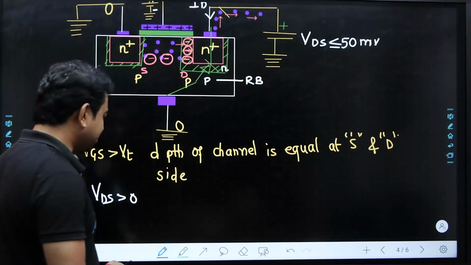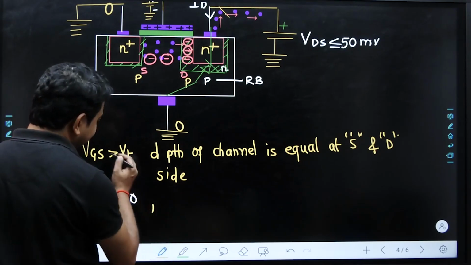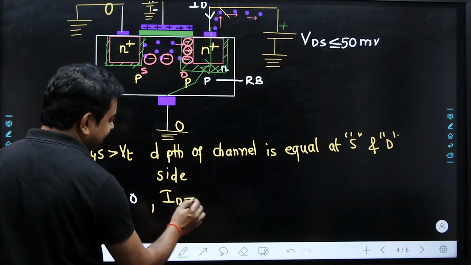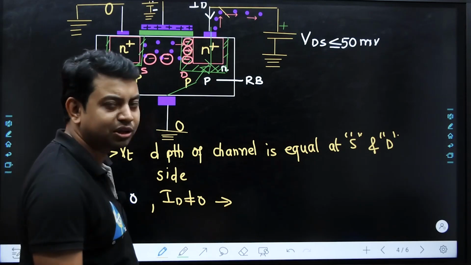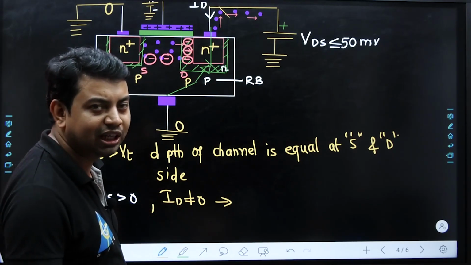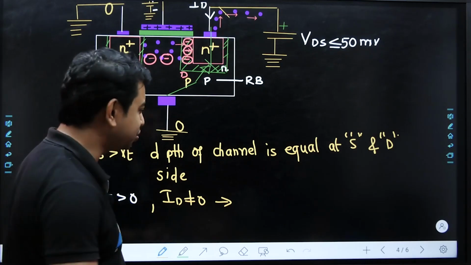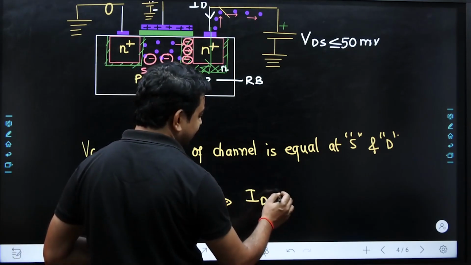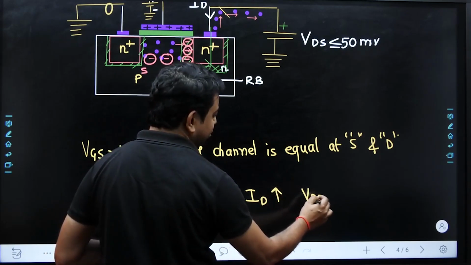So in that case, if VDS is greater than 0, and we already said that VGS is greater than threshold voltage, we definitely have a current that is non-equal to 0. And if the current is not equal to 0, then the magnitude of current will be increased by increasing the drain to source voltage. So I can see that the ID current is increasing if we increase the drain to source voltage.